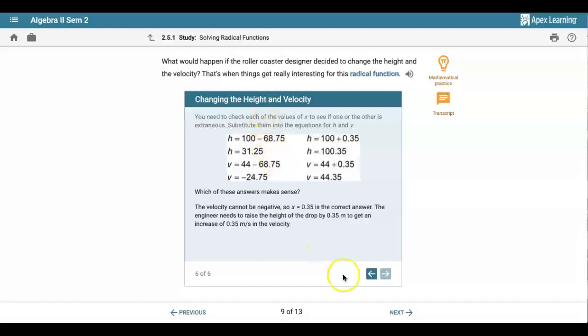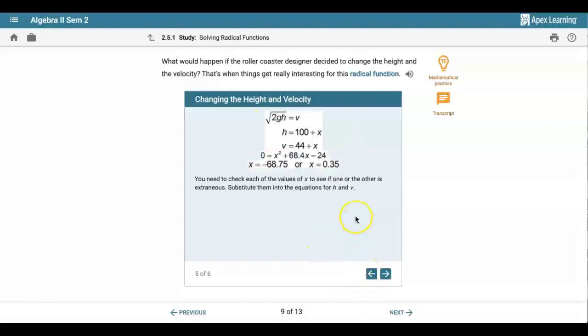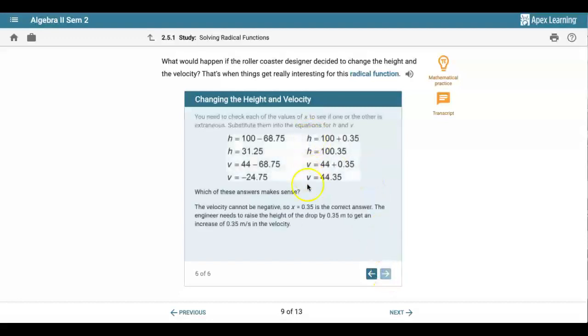Also, hopefully something would have rung a bell in your head, because we were trying to increase. We were trying to make it larger and taller and faster, so why would we add a negative value? It wouldn't make sense. Hopefully you saw that red flag, but again, you would still plug them in to double check. So our correct answer there would be increasing by this 0.35 factor.